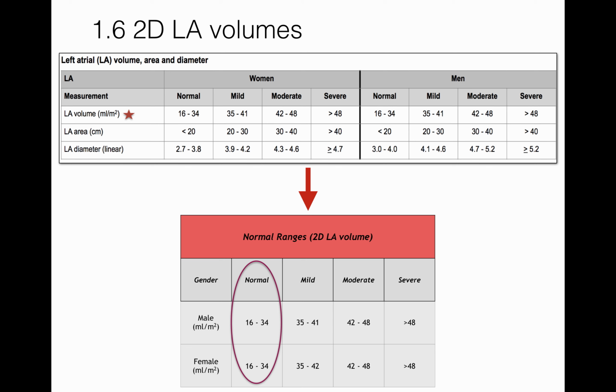The normal reference values for an indexed left atrial volume is the same for men and for women. The normal range being 16 to 34 millimeters per meter squared. Mild, moderate and severely dilated values are also shown on this slide.